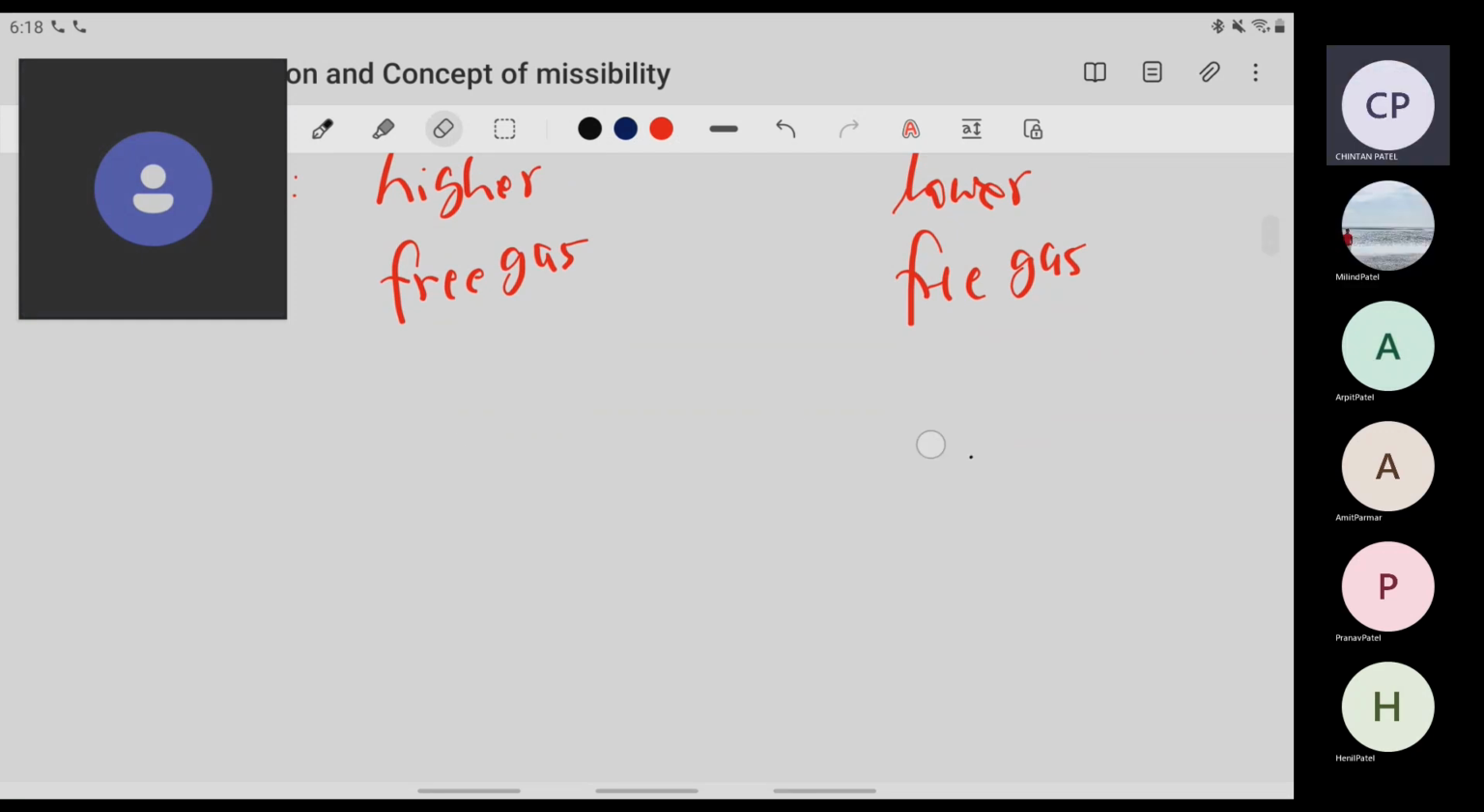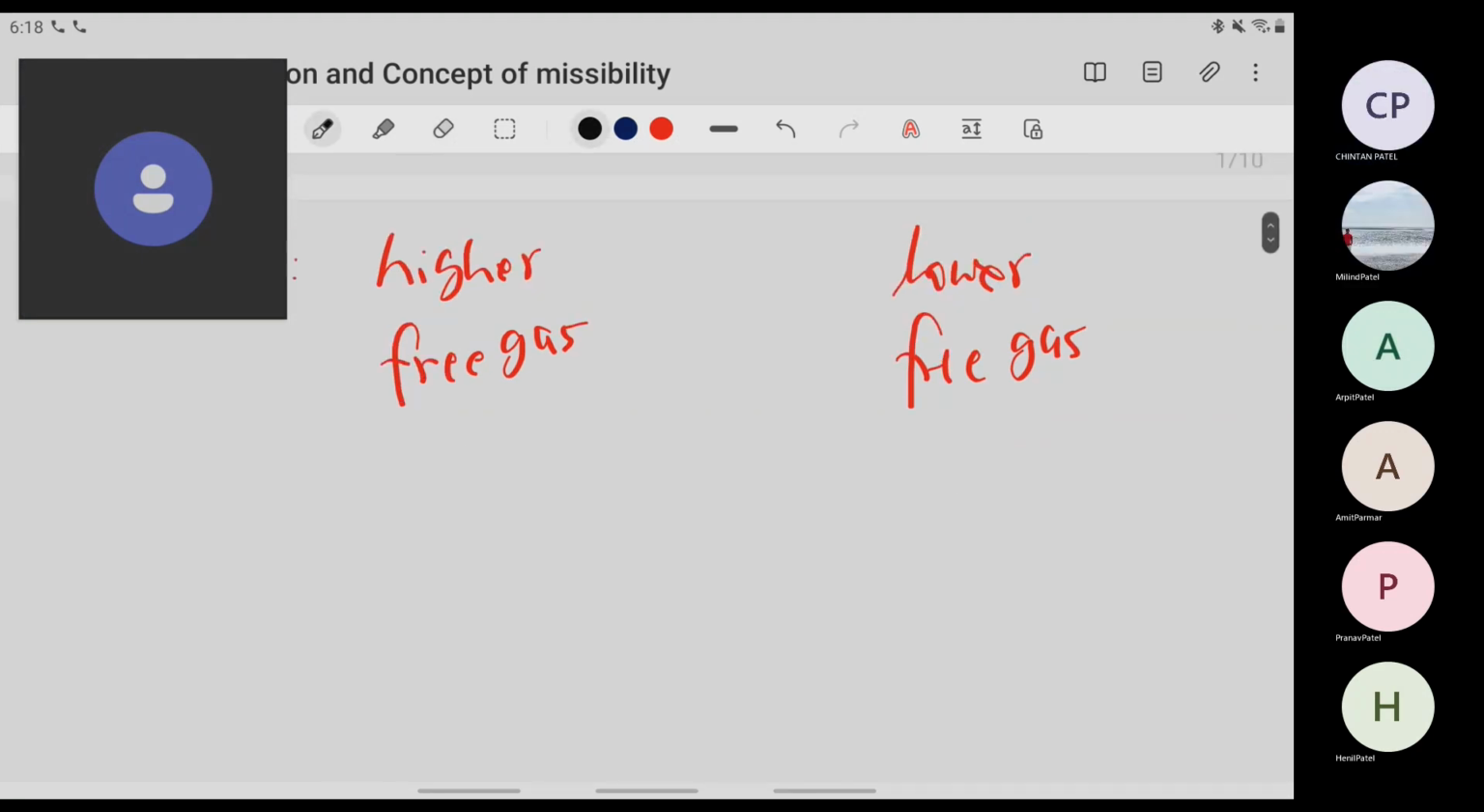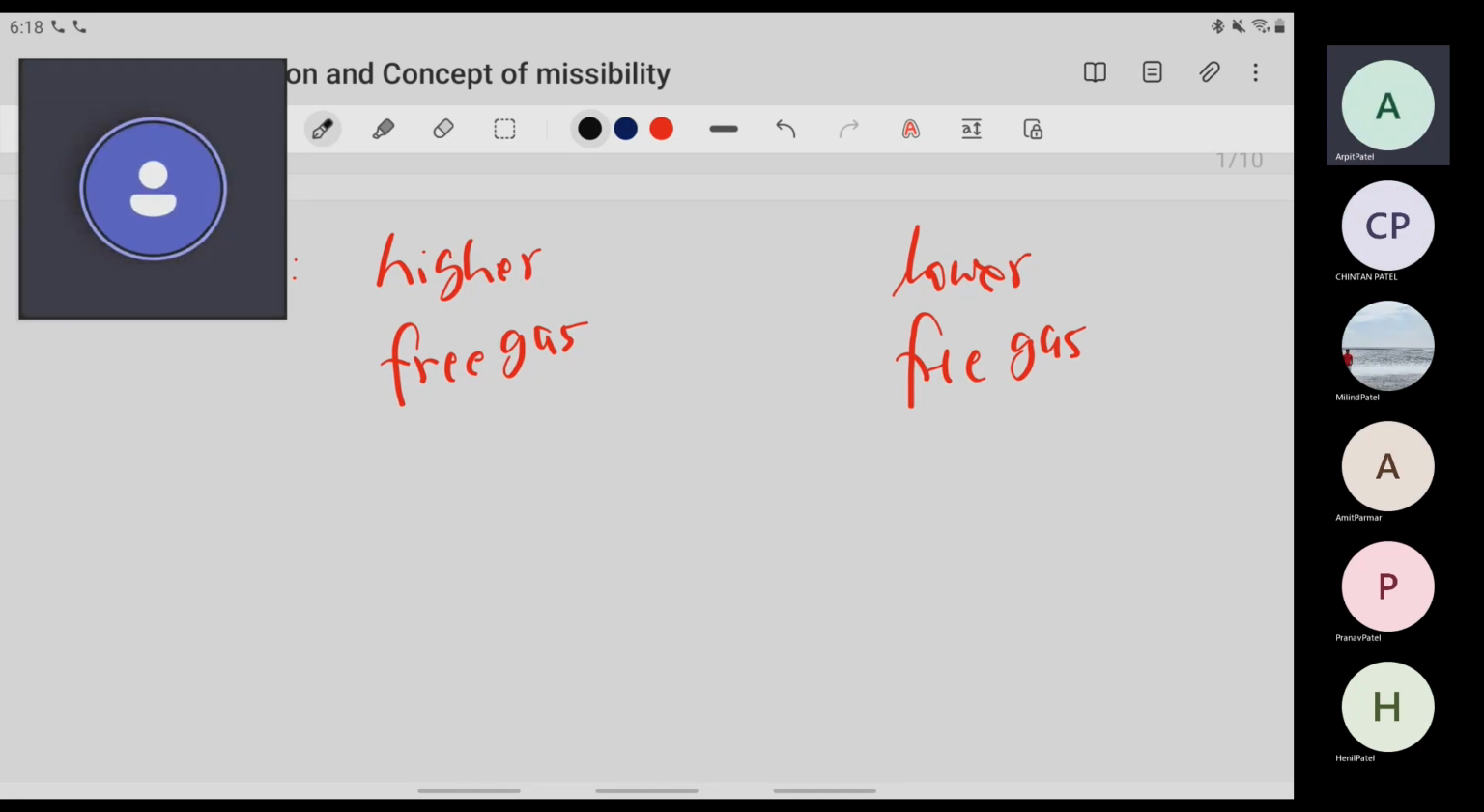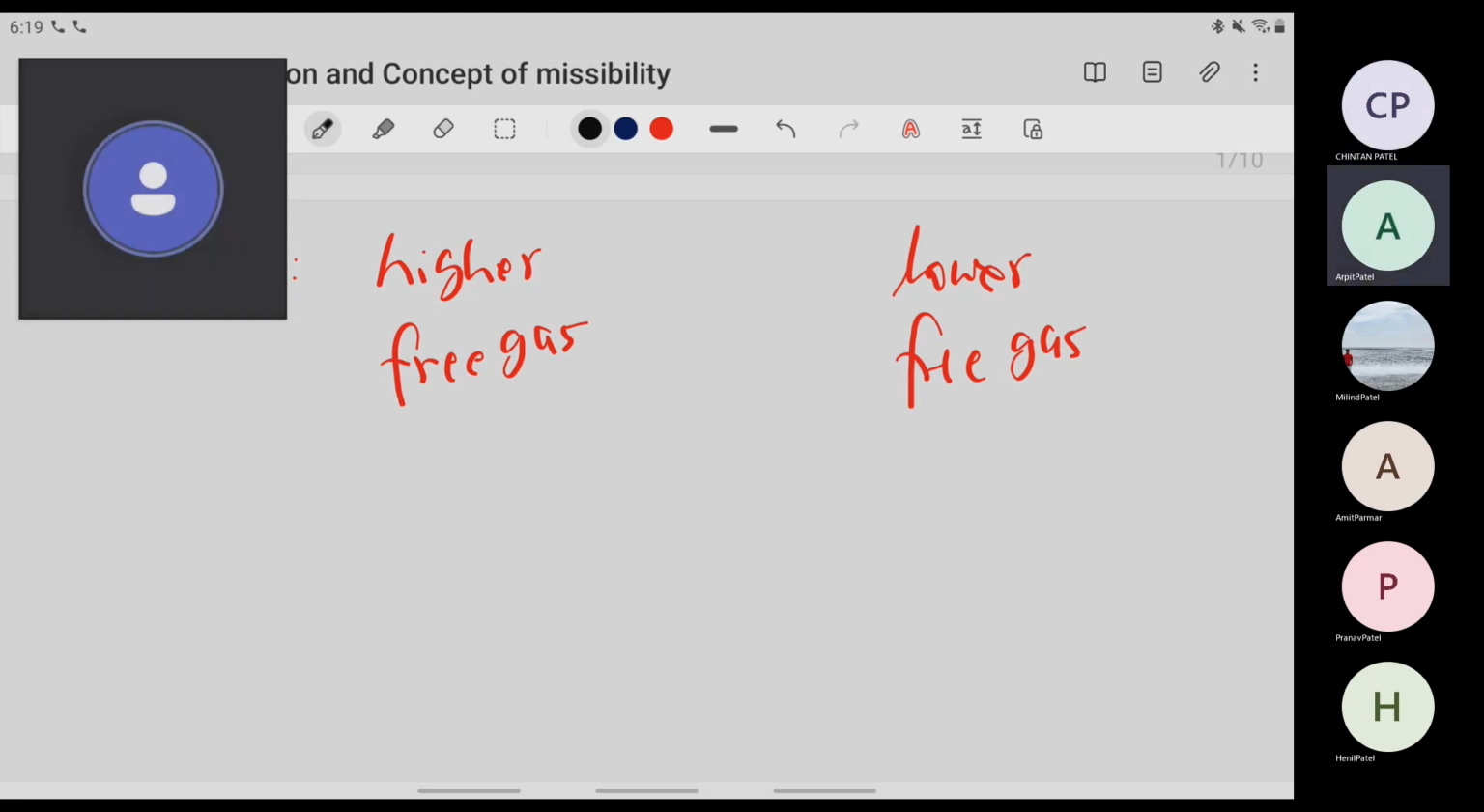Okay. Anyone else? Any other view on this? Sir, in a higher free gas reservoir, we cannot inject gas because the free gas is enough for the recovery. We have to use water flooding. Okay. Do you think why we cannot inject gas when free gas already exists? What should be the reason?